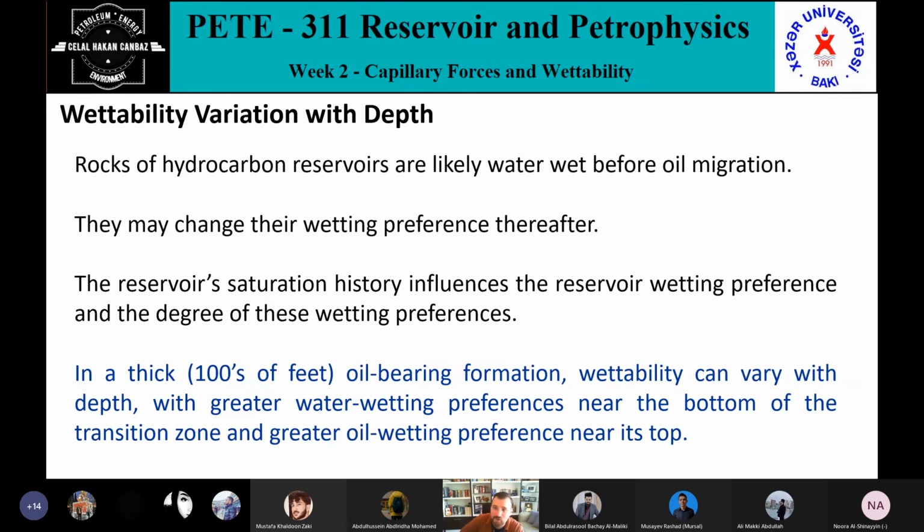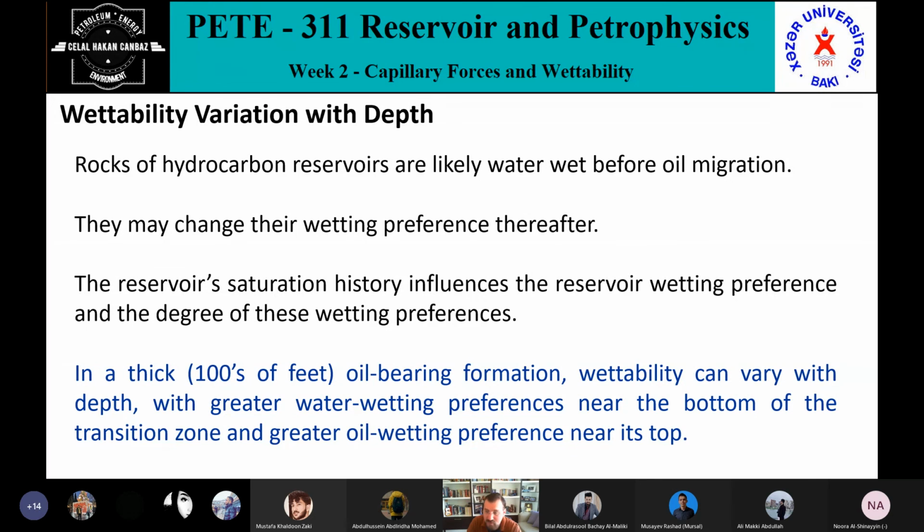That's why we are using the contact angle. Regardless of the rock mineralogy, rocks of hydrocarbon reservoirs are likely water wet, we said, right? Their behavior changed by exposure to the oil, we said, for millions of years. So the reservoir saturation history influences the reservoir wetting preference and the degree of these wetting preferences.